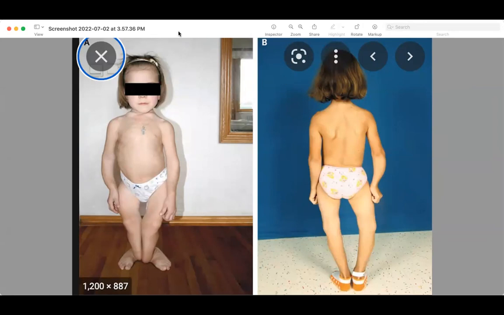Okay, so I would like to check her Gower sign. Is it possible for her to do? Yeah, Gower sign is positive. Yes. Okay, along with that, I was looking at her.